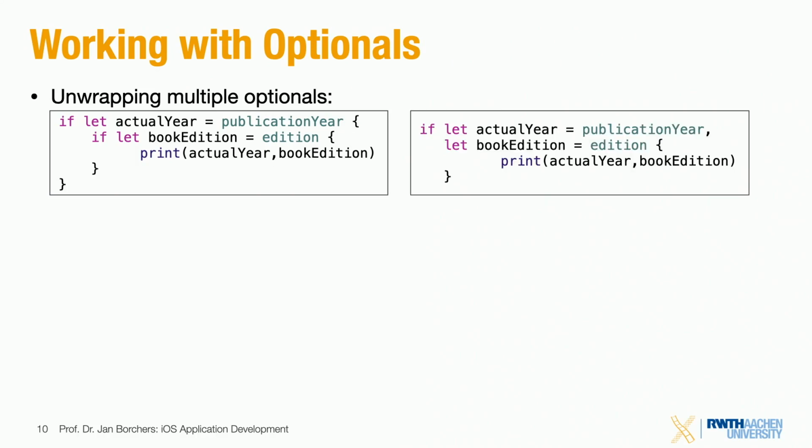So I have an if-let clause trying to set the actual year and also the book edition in one go. And if both optionals have a value stored in them, I can go inside of those brackets and print them out. If either one of those fails, the whole if clause evaluates to false, and I won't be able to print it out.